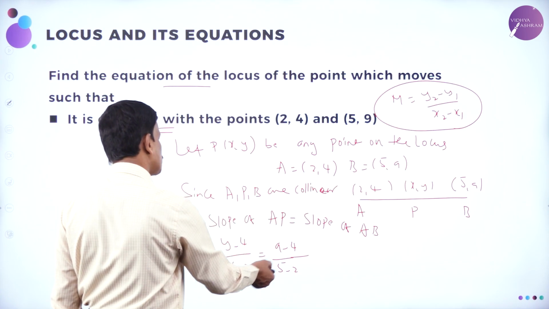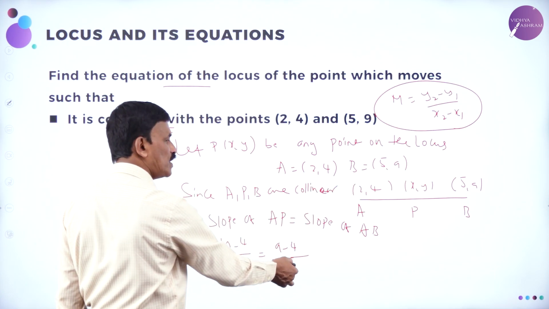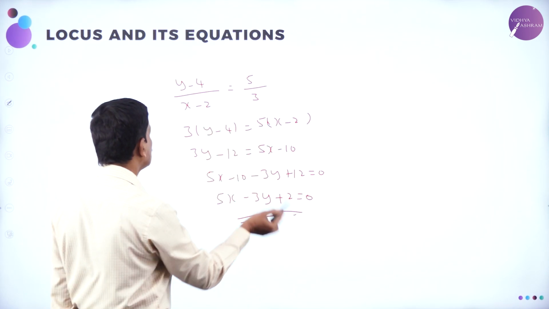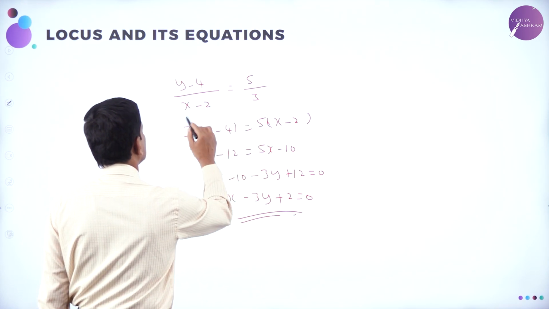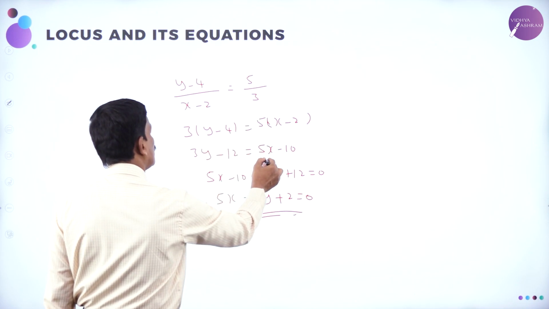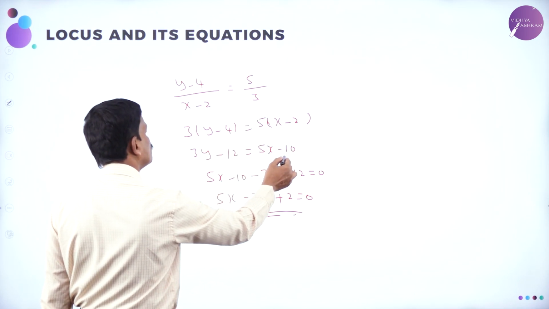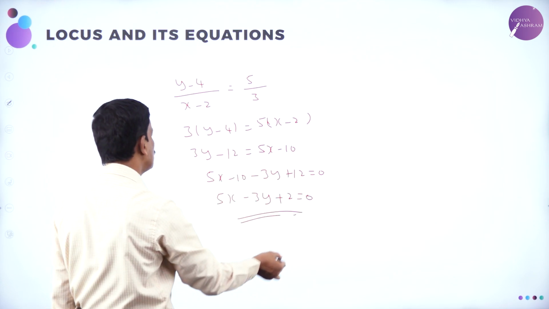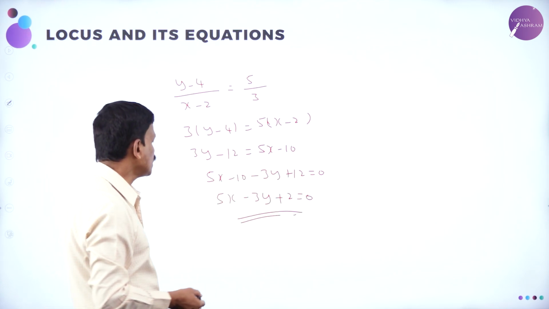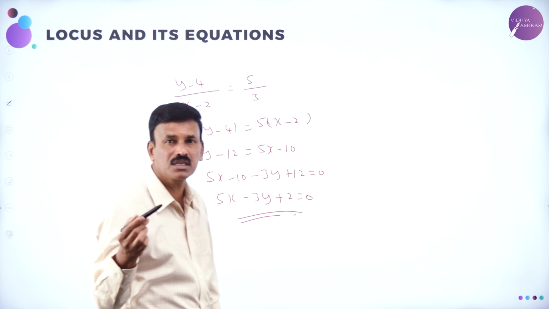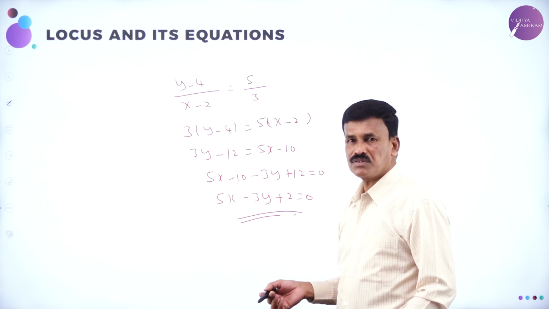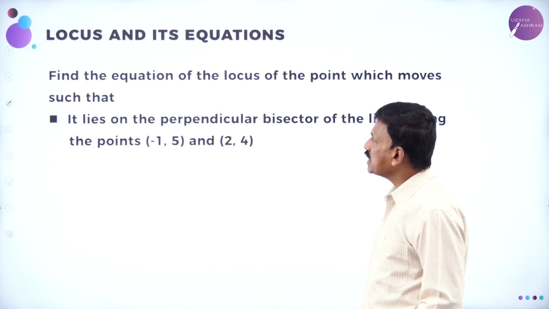y minus 4 by x minus 2 is equal to 9 minus 4 divided by 5 minus 2. That is nothing but y minus 4 by x minus 2 is equal to 5 by 3. Cross multiplied, 3y minus 12 is equal to 5x minus 10. Transfer this to the right hand side. 5x minus 10 minus 3y plus 12 is equal to 0, or 5x minus 3y plus 2 is equal to 0 is the required equation of the line. Now that is the locus of the given point. Now move on to the next problem.